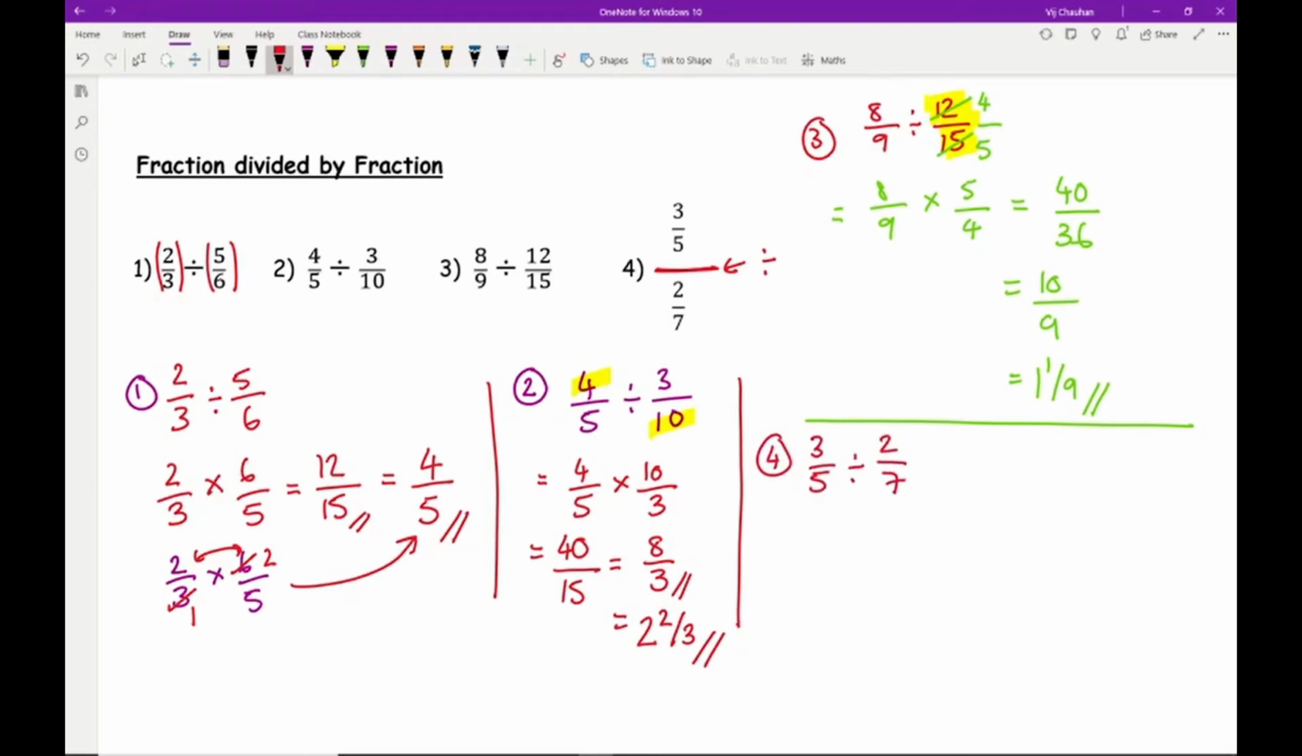And then we go through the steps again, check to see if it simplifies. No, it doesn't, so I'm going to leave it as it is. So I write down the first fraction, flip the second fraction, and it turns to a times, and then 3 times 7, which is 21, 5 times 2, which is 10, and then we can write this as a mixed number, which becomes 2 and 1/10, and there is your final answer.